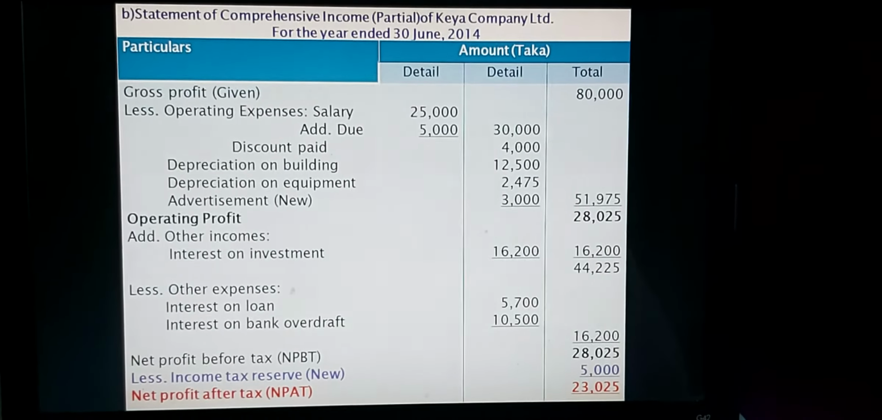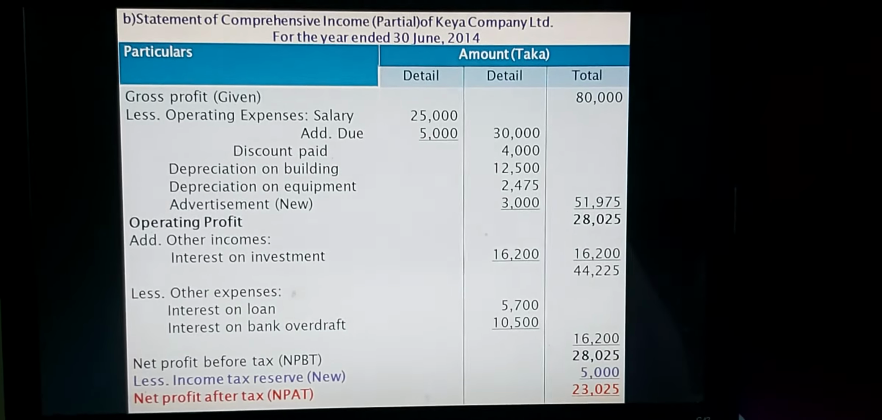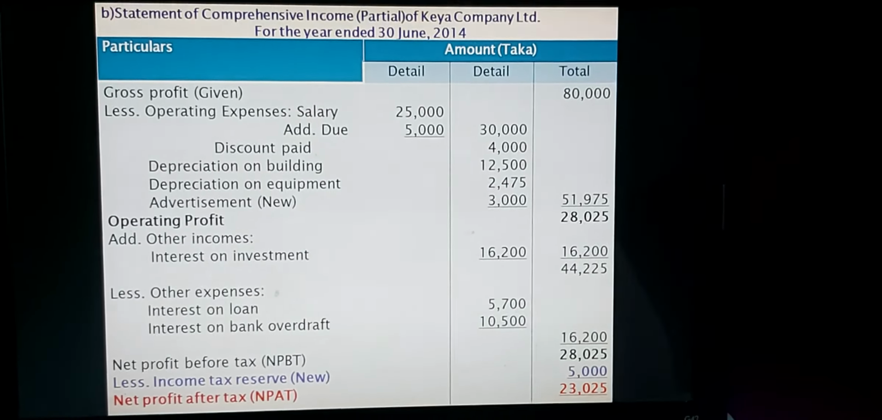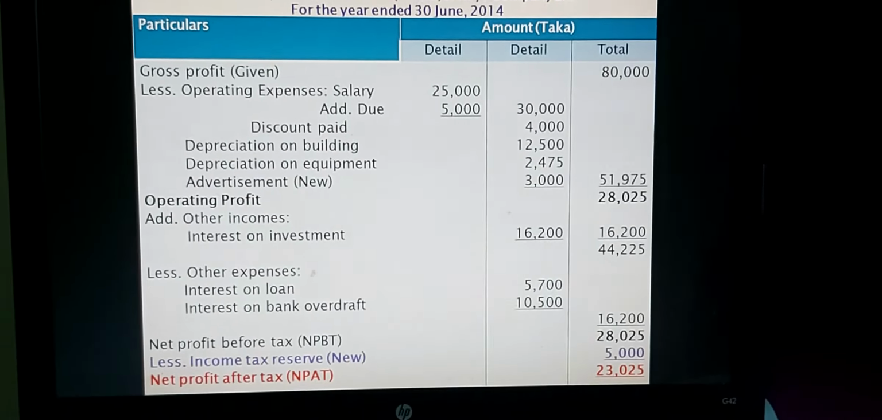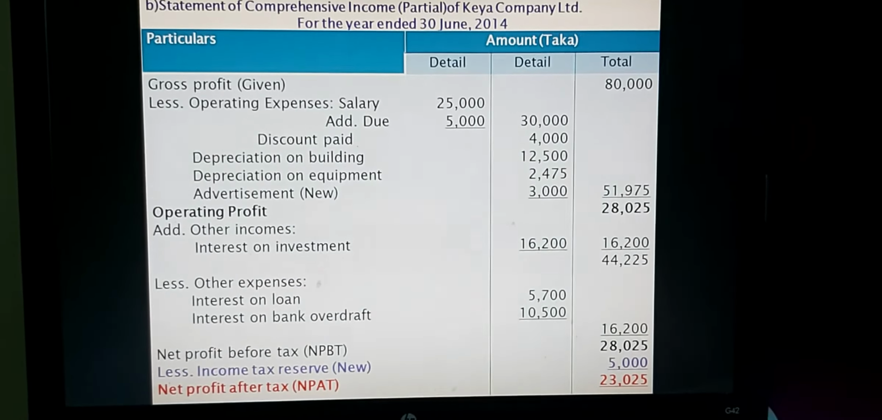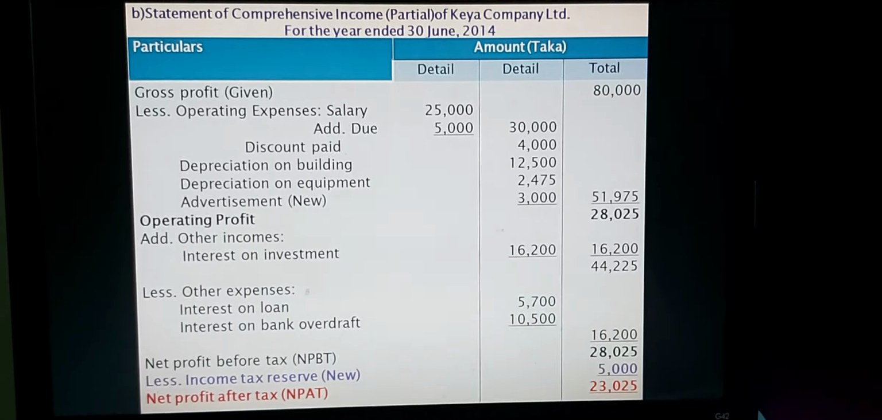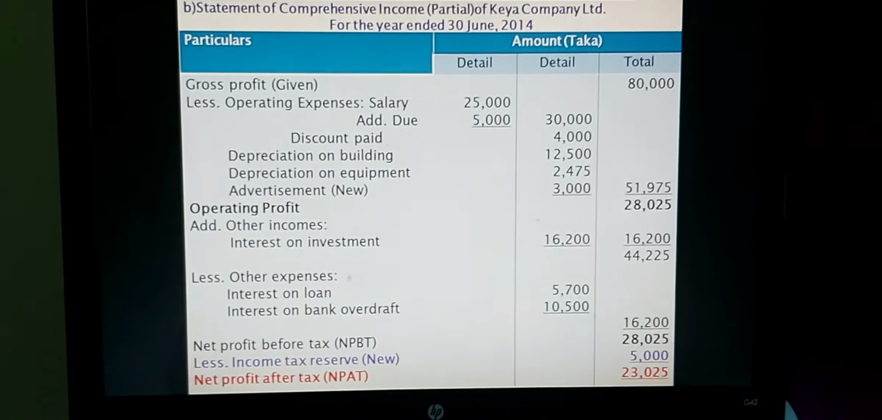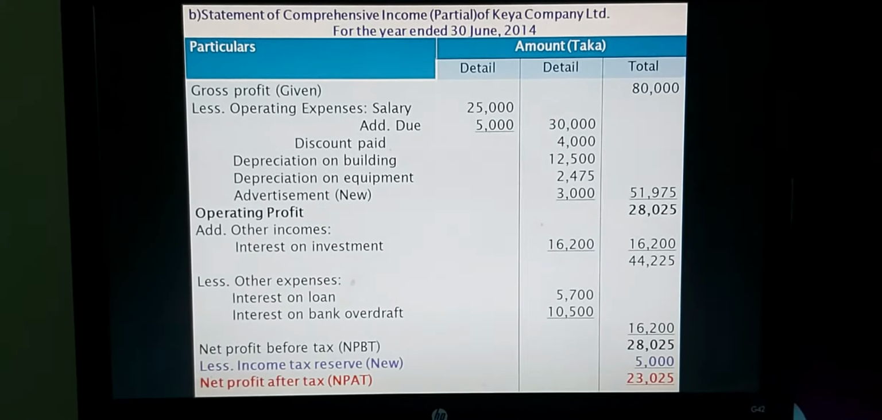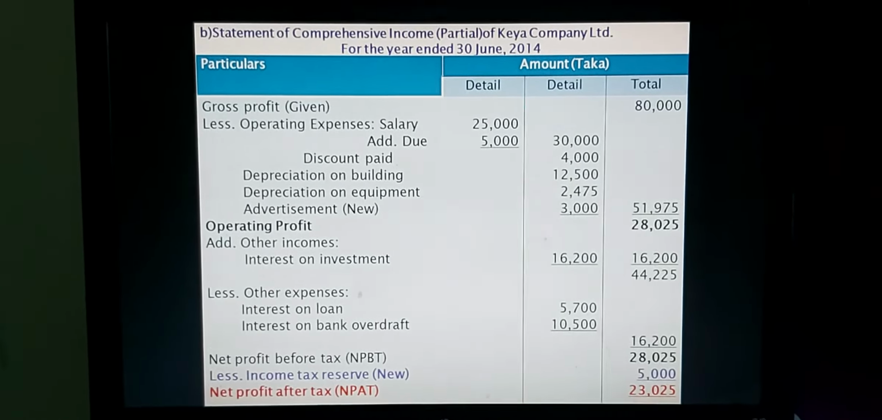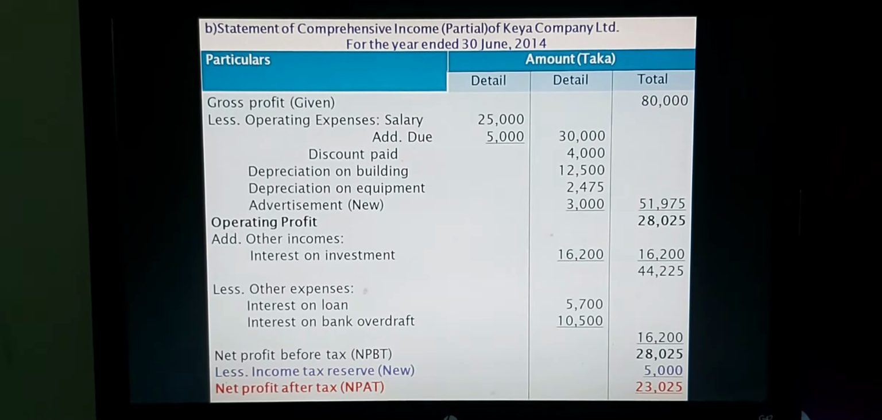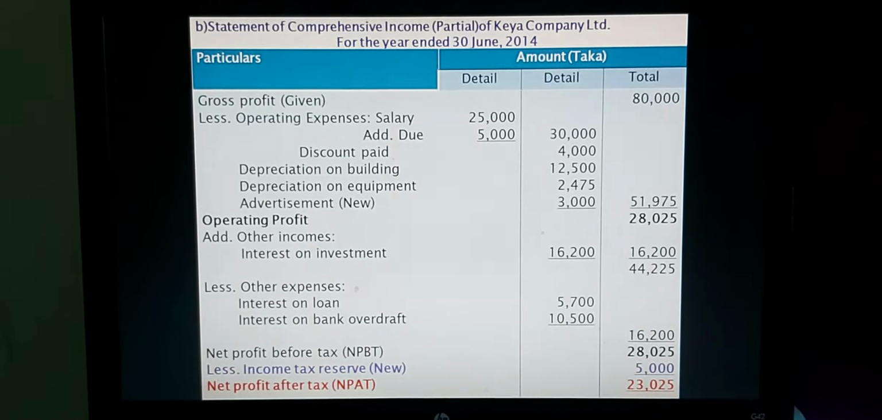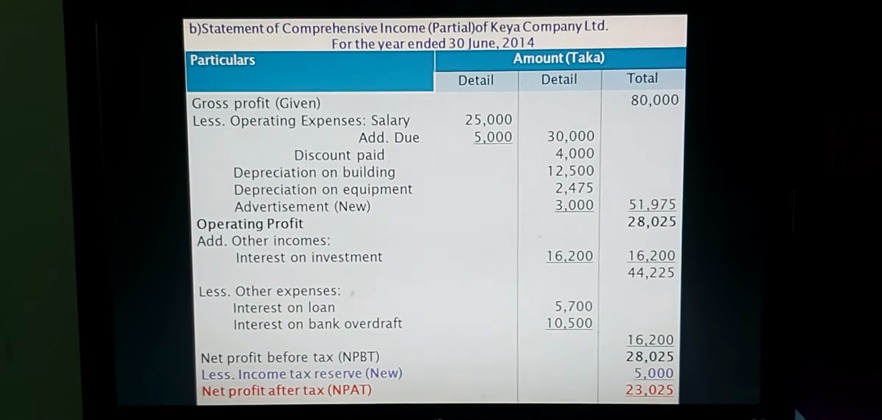Discount paid, the amount of 4,000, is available in the trial balance. Depreciation on building and depreciation on office equipment. Depreciation on building at the rate of 10%, office equipment at the rate of 5%. So this percentage would be charged on fixed asset, that is building, totally 1,25,000, 10%. So depreciation on building 12,500.